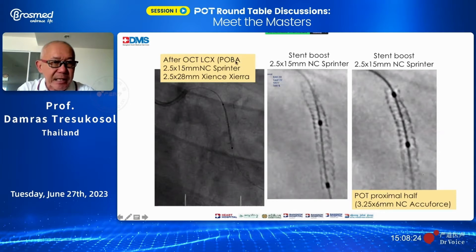After OCT, we do more balloon with the NC 2.5 by 15 Sprinter, and then place a 2.5 by 28 Synergy. So this is a stent placement. After we place the stent, we do POT with the 2.5 by 15 NC Sprinter. This is StentBoost to show exactly that the stent is not expanded at the proximal edge. So we do more POT using 3.25 by 6 NC Active Force here.